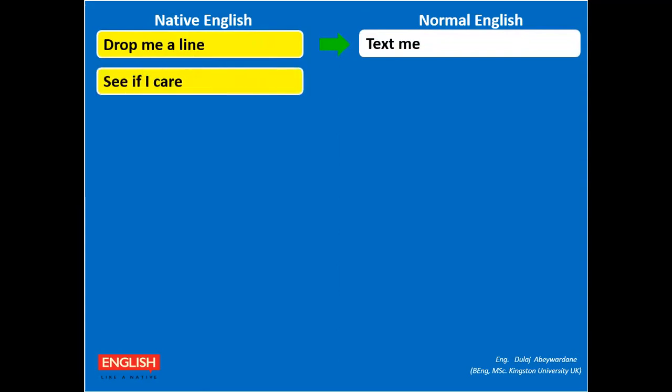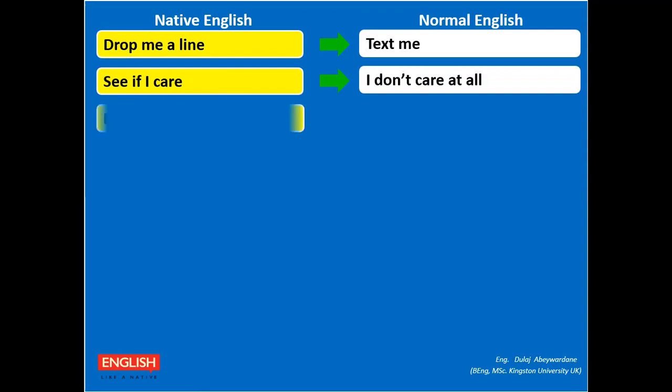And the next is "see if I care." What do you mean by that? Have you heard about that? It's about saying that you don't care at all about anything. See if I care. I don't care at all.